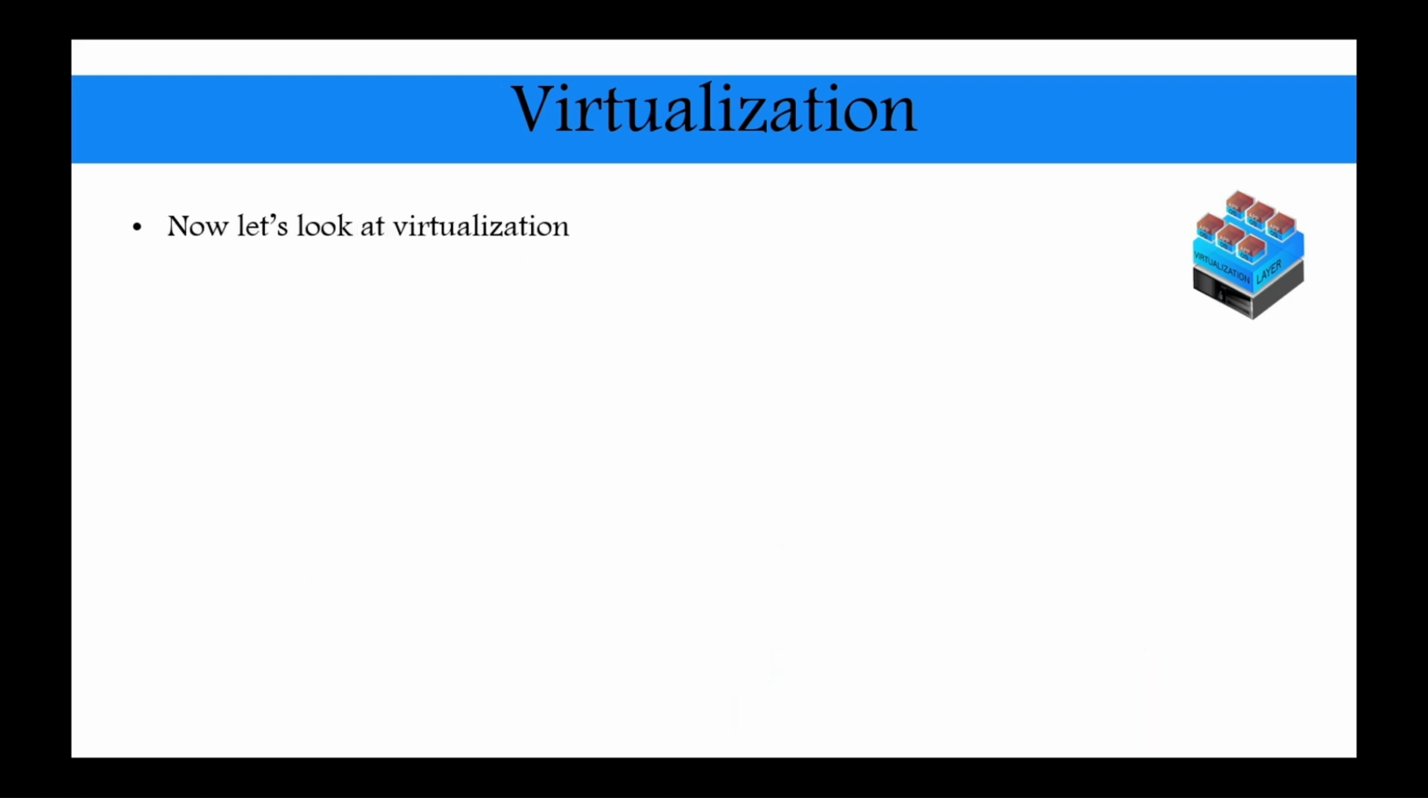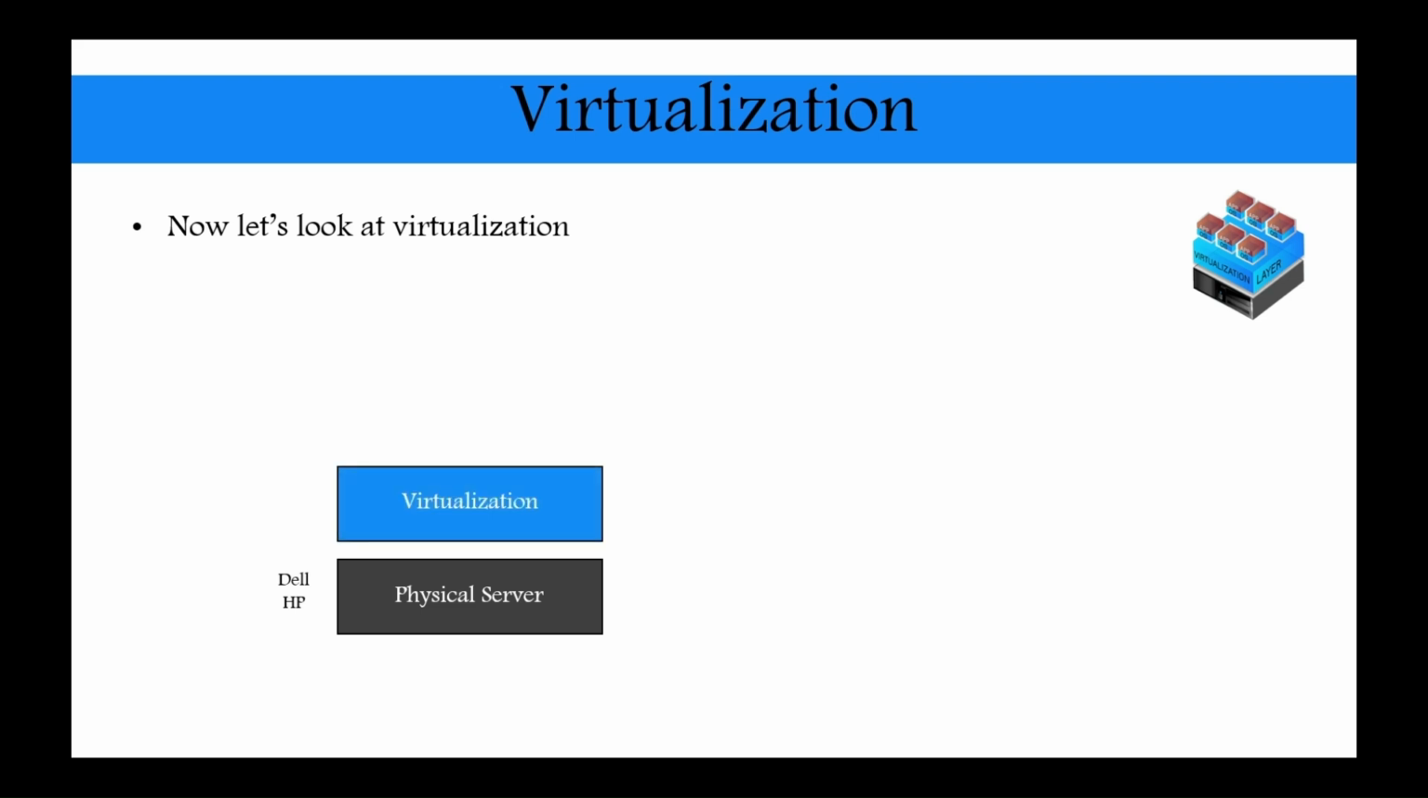When virtualization came into being, what happened? There's a physical server, the same way, from Dell or HP, whoever the manufacturer is. Then you install a virtualization layer on top of it, a virtualization layer from anywhere, like from VMware or Oracle Virtualization. Then you install operating systems on it.